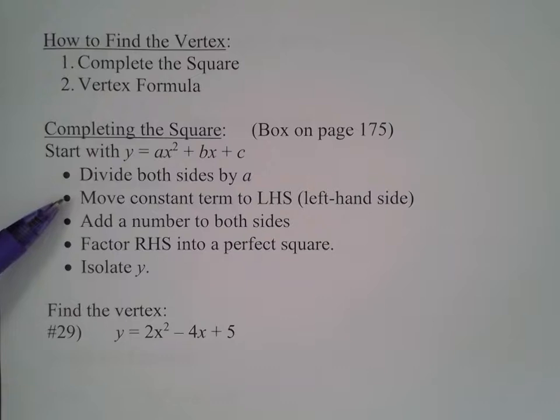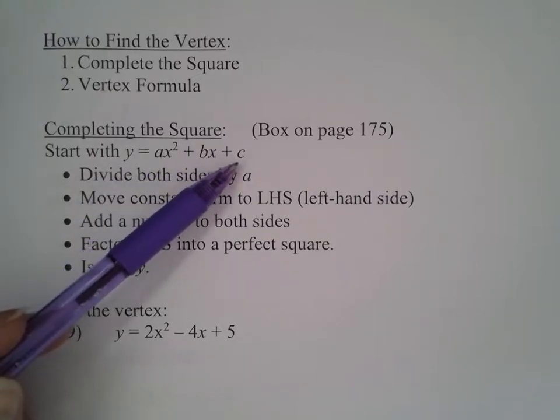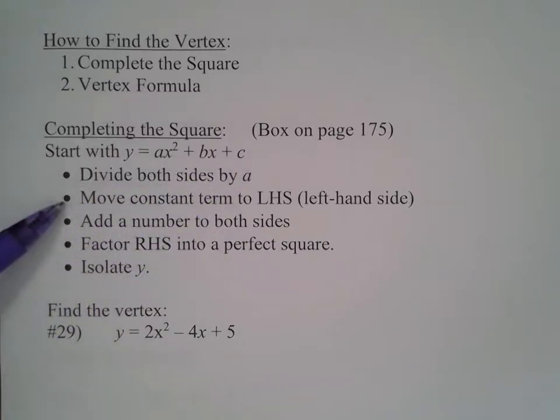Then we're going to move the constant term. The constant term is just the number part, the c here. Maybe we've divided it by a, okay, but the number that's just here without a variable attached to it. So we're going to move that over to the left-hand side. These two steps are kind of interchangeable. So if you felt like it was easier to do the constant term and then divide, you could definitely do that. It would not change the process at all.